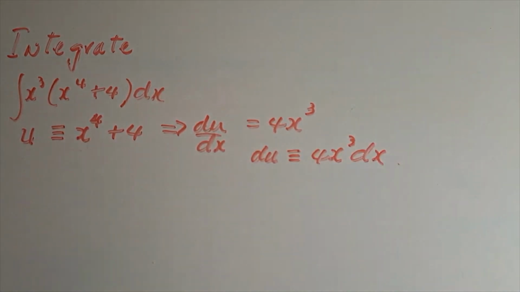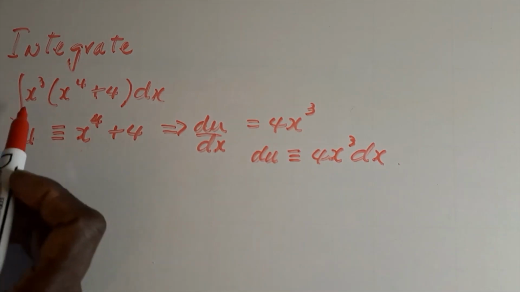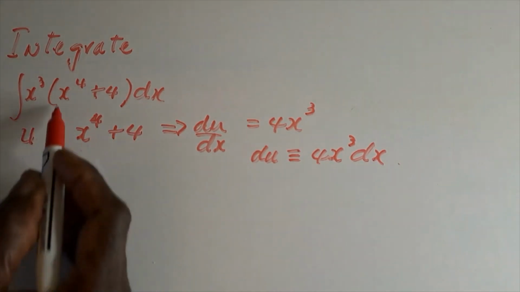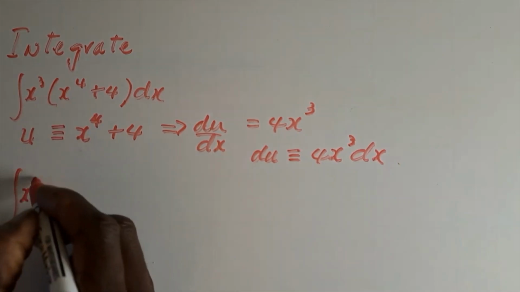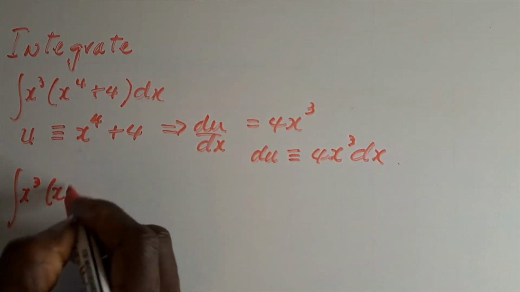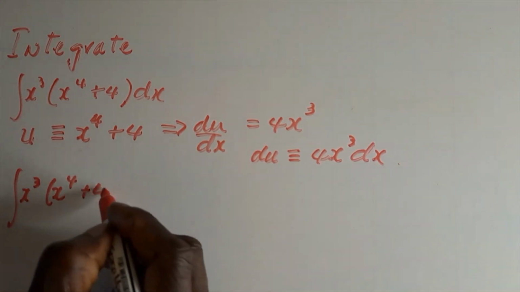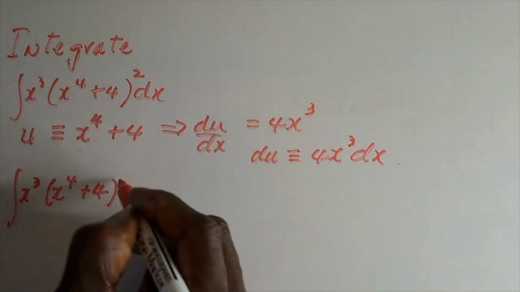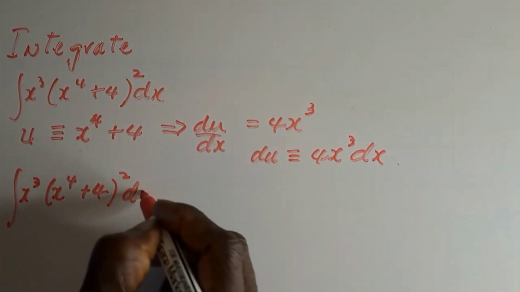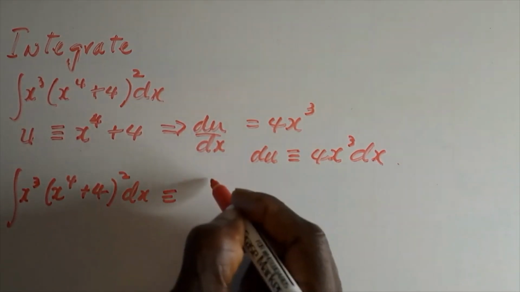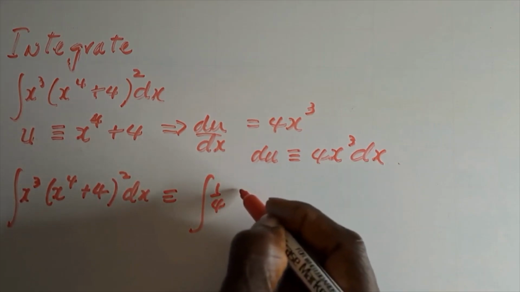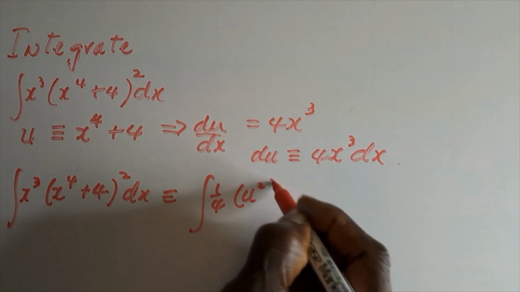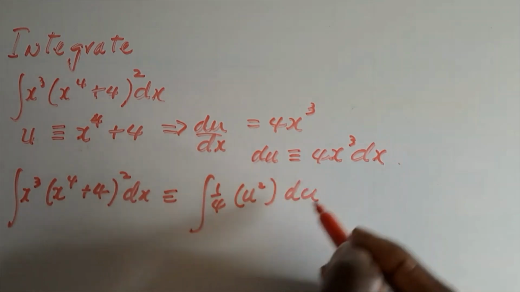All we have to do is divide each side by 4, and we have x cubed dx, which is a substitution here. And we know this is u. So let's go ahead and do that. x cubed times (x to the 4 add 4) squared dx is equivalent to the integral of a quarter u squared du.